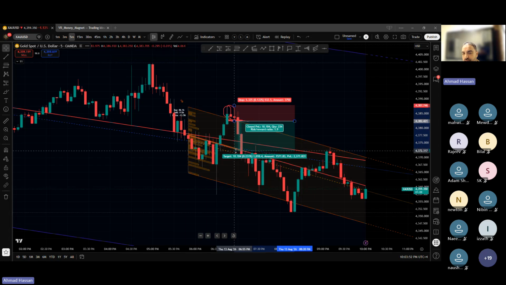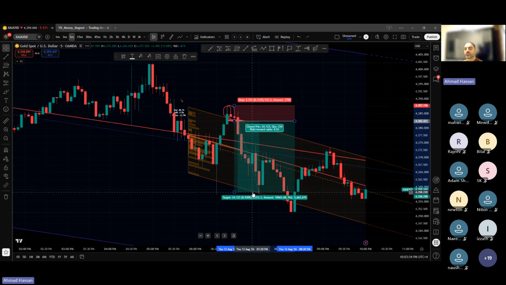target the TP1 as middle, 50%, $10 movement, and here $20. That's all you need. $20 movement is required. Yes or no?